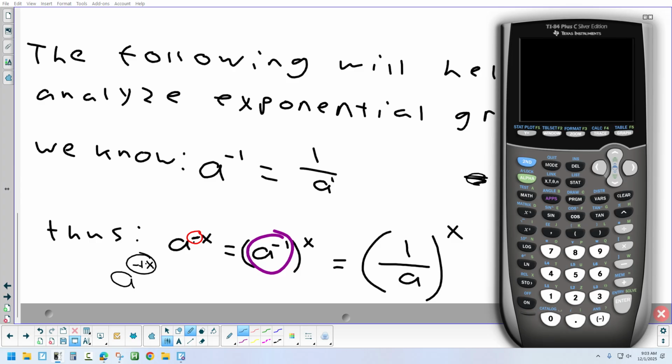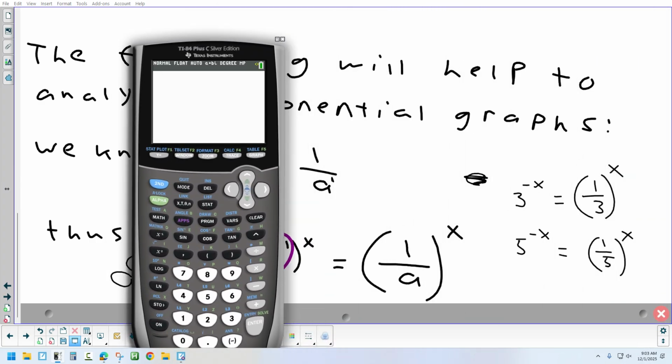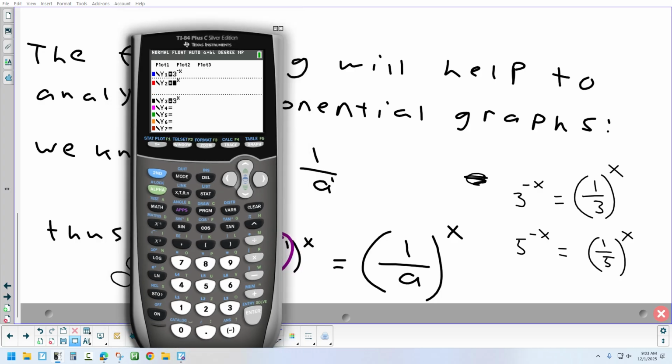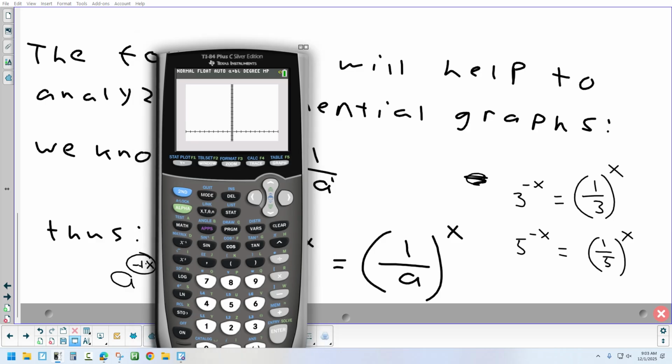And let me graph one of those so you can see that it does work. Let's do 3 to the negative x. And let me do 1/3 to the x. Okay, so 1/3 to the x. And if it does work, these should look identical. Okay, that's still an exponential. It's just decreasing really fast rather than increasing really fast. And let's watch the new one. Yep, traces right over it. So 3 to the negative x and 1/3 to the x are the same thing.